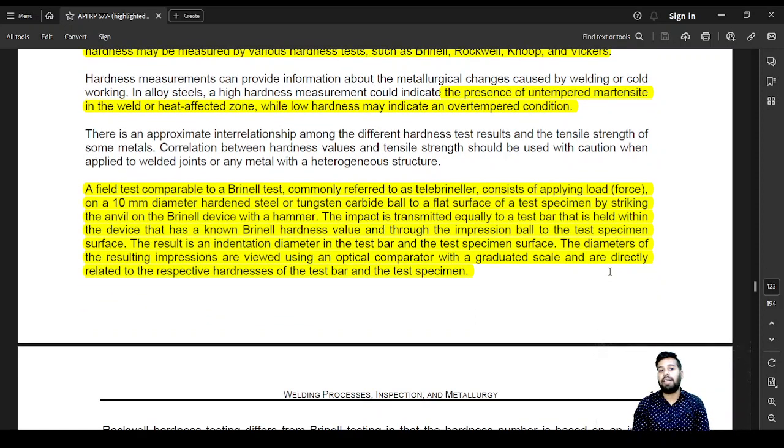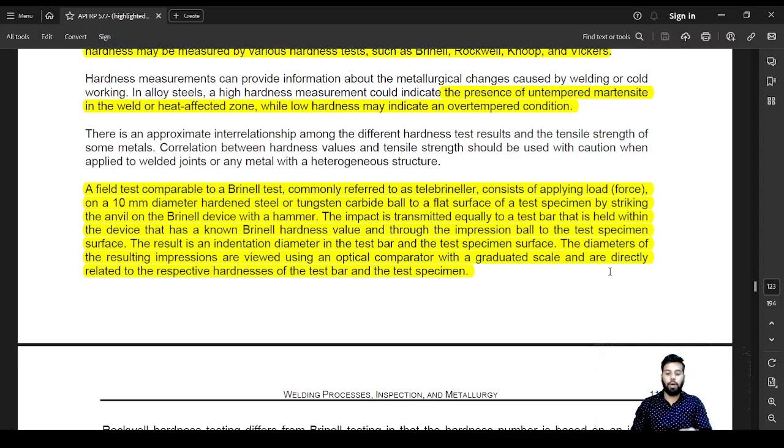In alloys, the high hardness measurements could indicate the presence of untempered martensite in the weld or heat affected zone, while the low hardness may indicate the over tempered condition. A field test comparable to the Brinell hardness test, commonly referred to as the Tele-Brinell test, consists of applying load on a 10 mm diameter hardened steel or tungsten carbide ball to a flat surface by striking the anvil on a Brinell device with a hammer. The impact is transmitted equally to the test bar and held within the device, known as the Brinell hardness value, and through the impression of the ball.